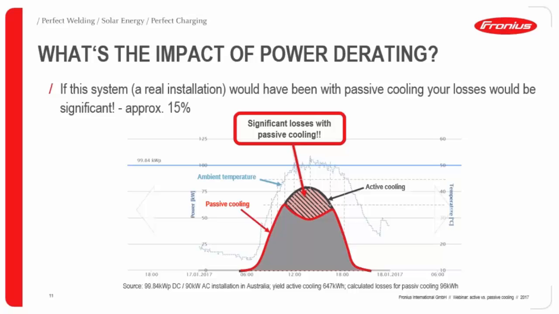And I would say it doesn't matter if you have a passively cooled inverter that has 0.3 or 0.5% more maximum efficiency. If I look at 15% losses due to power derating, that's way stronger than the efficiency of an inverter. So this is one of the main reasons why we believe active cooling is the better technology.